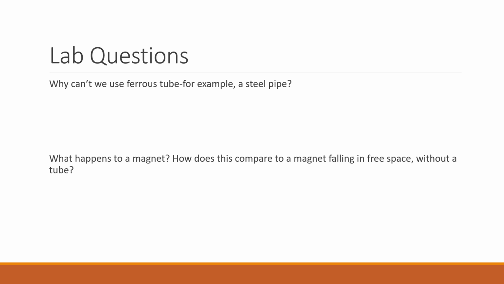And what happens to a magnet? How does this compare to a magnet falling in free space without a tube? So the magnet experiences an upward force from the induced current in the aluminum foil, creating a lower acceleration and lowering the average velocity through the tube, causing a longer fall.